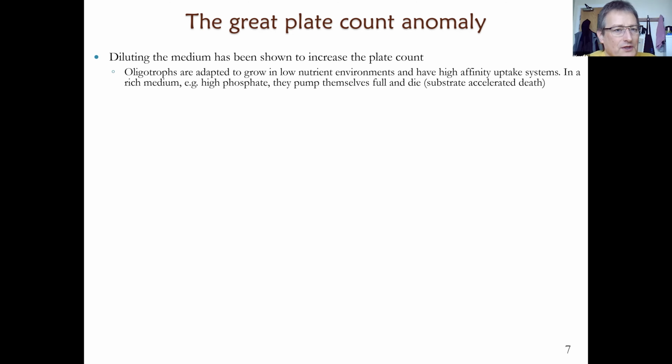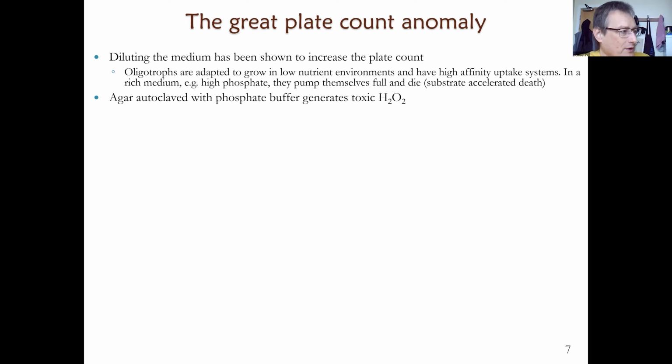One thing that has been observed is that when you dilute the medium, so if you take a rich medium and dilute it tenfold or maybe more than tenfold, you actually get a higher count. That's often been shown, and actually that's something we found ourselves as well. The reason for that is primarily that many bacteria in the environment are adapted to grow under low nutrient conditions. They have high affinity uptake systems. So when you give them lots of substrate or lots of phosphate, they just pump themselves full and die. It's called substrate accelerated death.